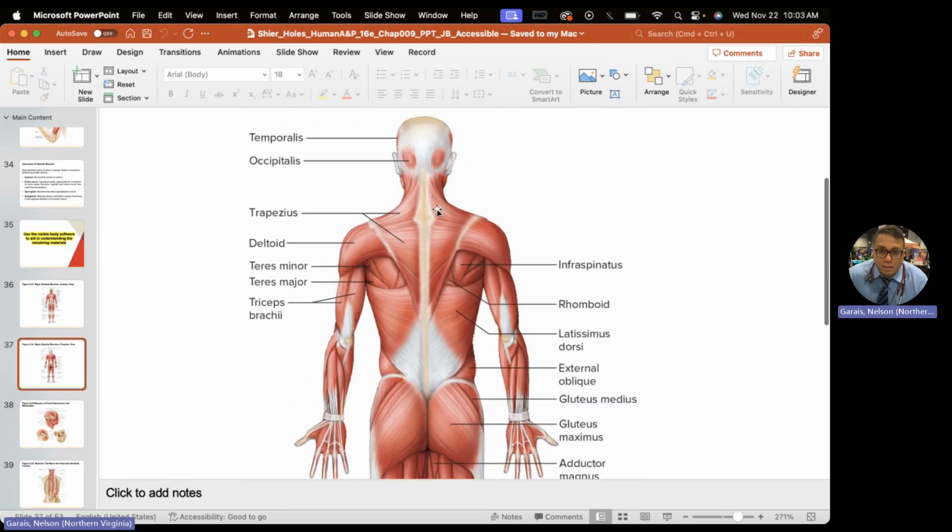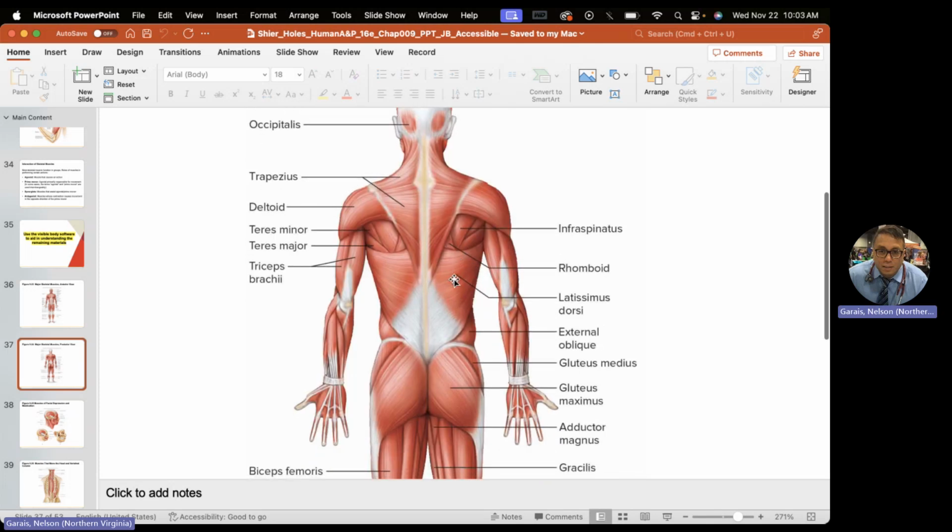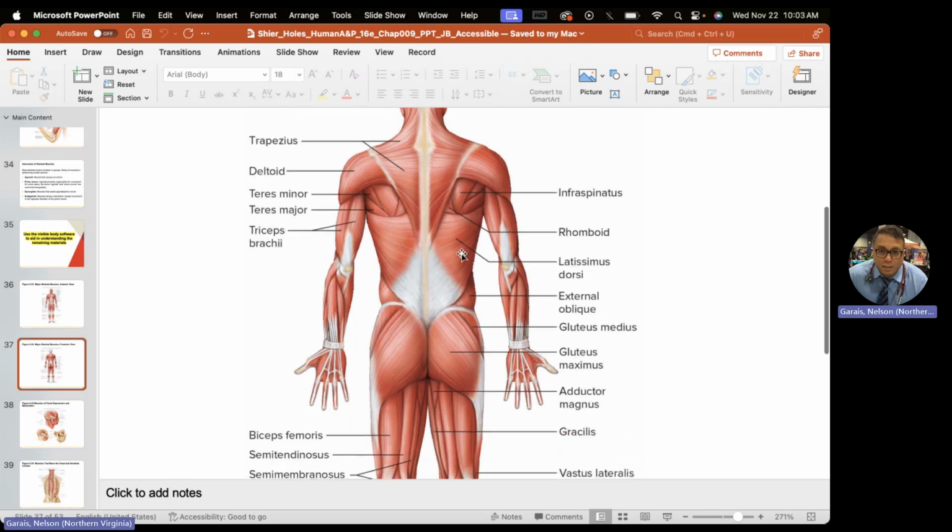Here's the posterior view. You have another shape here, which is your trapezius. Rear view of your deltoid, and here's your triceps brachii. You have your teres minor and teres major muscles. Major is a little bit bigger. The teres minor is smaller and deeper. You have your infraspinatus. Infra means below. Spinatus, the spine of your scapula. Rhomboid is another shape. Your latissimus dorsi, something that is dorsal, or dorsi, on your back. Latissimus means wide. So those are your lats.